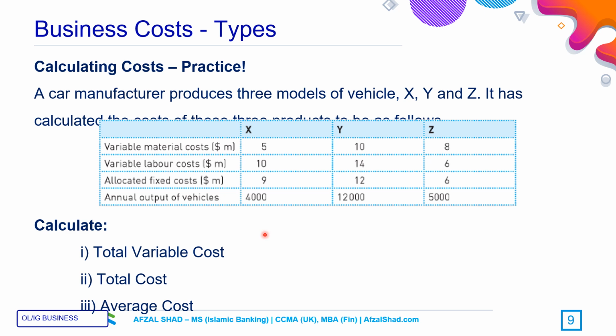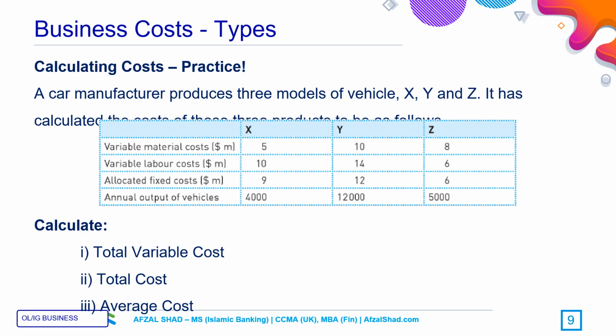Now have a look at product Y and product Z. I would want you to take 2 to 3 minutes and find out all three ingredients, the total variable cost, total cost, and average cost of product Y and product Z one by one. Take 2 minutes, sort it out, let me know once you're done.